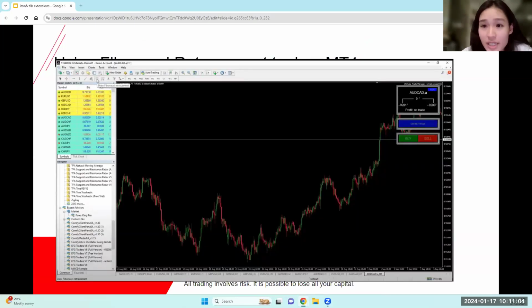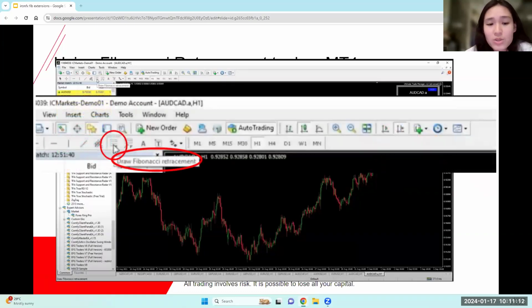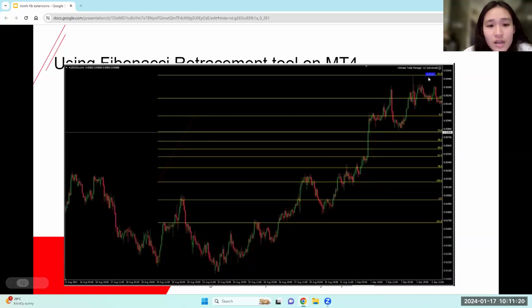Okay, so here's just the layout on MT4 if you're unfamiliar. So now let's zoom into our toolbar. When you hover your mouse over this option, where my mouse is here, it should say draw Fibonacci retracement. So you just click on that, and you can click on wherever you want your Fibonacci retracement to be. So it should come out looking like this.